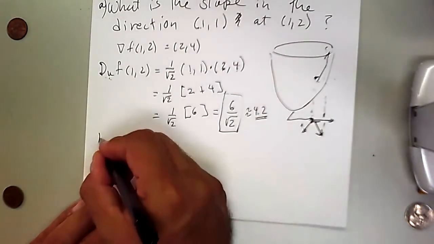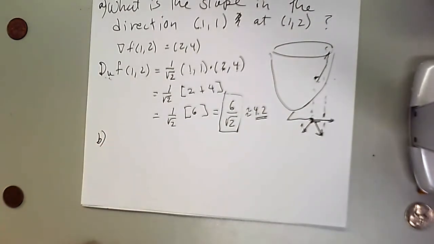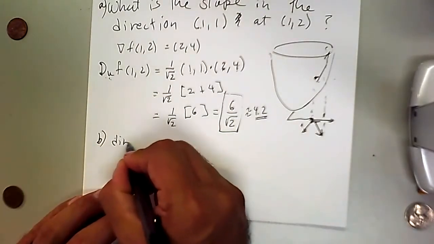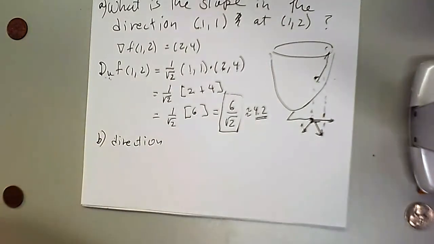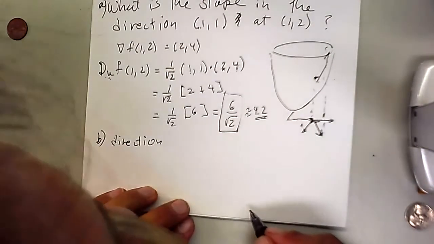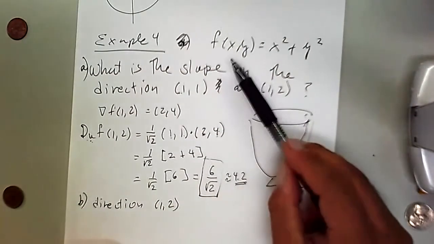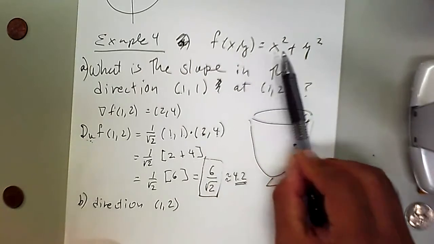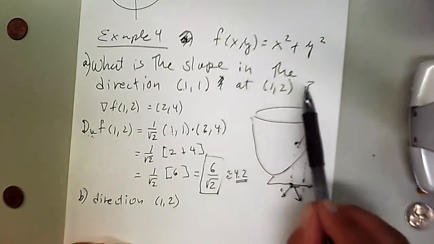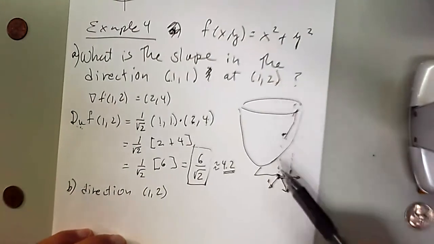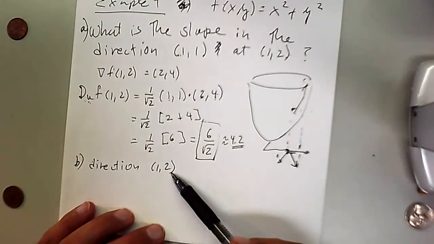Okay, let's do B. What if we go same problem, but different direction? Direction, let's just say 1, 2. Direction 1, 2. So we're going to find the directional derivative of this function, same paraboloid, at the same point, 1, 2. That's a little confusing because the point is 1, 2, but then the direction is 1, 2.